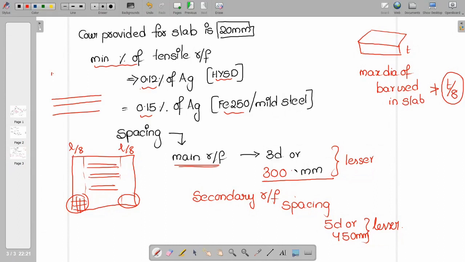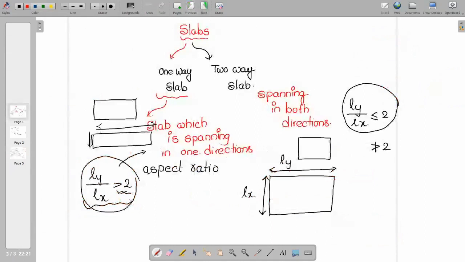From first slide. Sir, see, in slabs there are two types: one-way slab and two-way slab. A slab which is spanning in one direction is known as one-way slab. A slab spanning in both directions is a two-way slab. We have a concept called aspect ratio. If the aspect ratio is more than 2, it is a one-way slab. If the aspect ratio is less than 2, the slab is spanning in both directions.